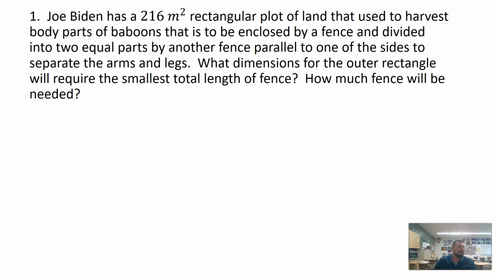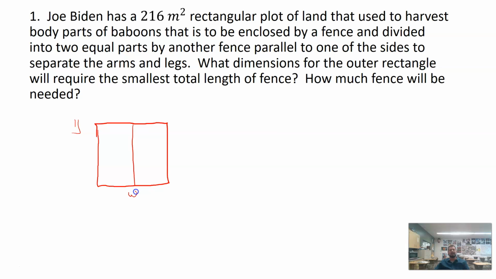Number one says Joe Biden has a 216 square meter rectangular plot of land that is used to harvest blah, blah, blah. You've read it all before. You just want to know how to do this problem. So when I look at it, it says it's enclosed by a fence and divided into two equal parts by another fence parallel to one of the sides. So we're doing an optimization problem here. So here is my rectangular plot of land with a fence dividing it between. Remember, there are steps that we use when we do optimization, okay?